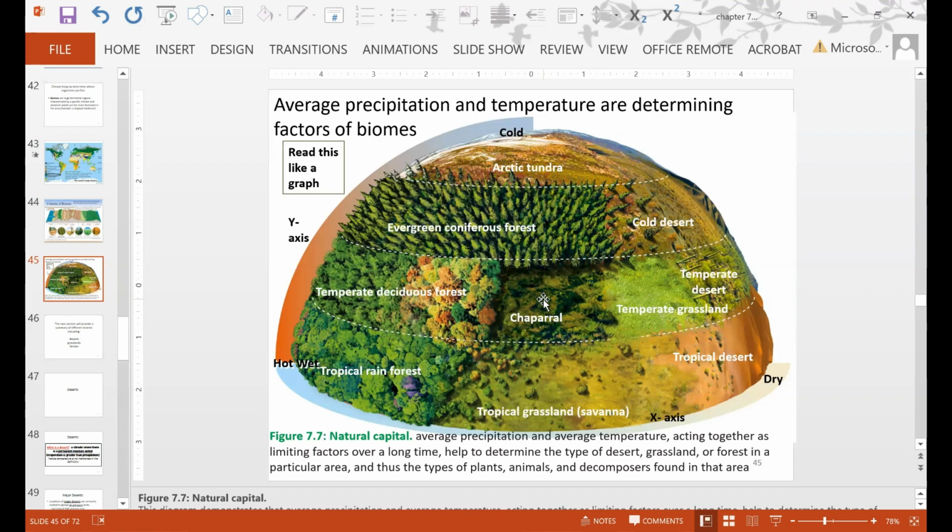And then in your middle between hot and cold and wet and dry, you have chaparral. And then your grasslands is warmer than the chaparral and still in the middle of being dry and wet.